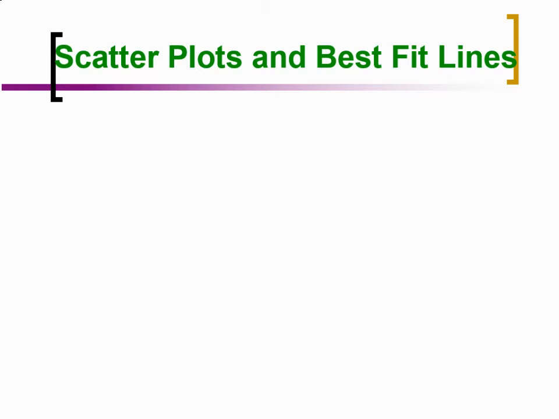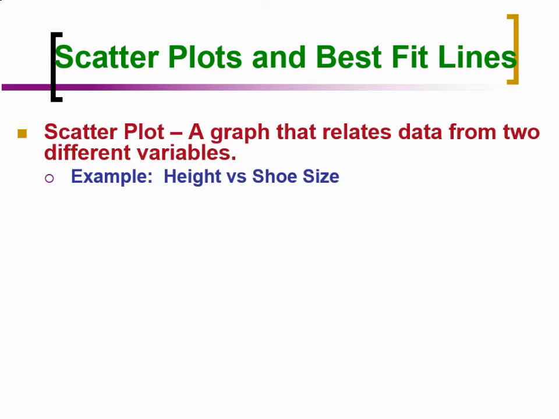So before we get into this, let's quickly review what a scatter plot is. A scatter plot is a graph that relates data from two different variables. And this is something that we looked into more in depth last year. For example, we could take everybody's height in this classroom, and then we could take everybody's shoe size in this classroom, and we could plot this different information on a graph. And the graph that would make with all the different people's plots and points for their height and shoe size would make a scatter plot.